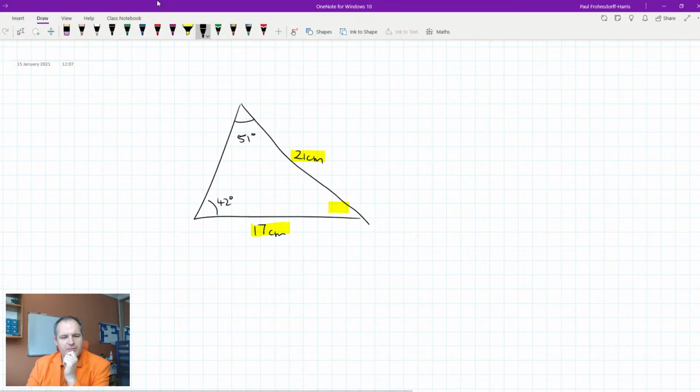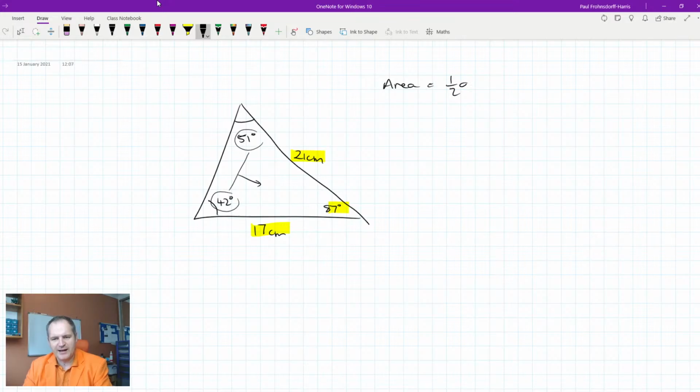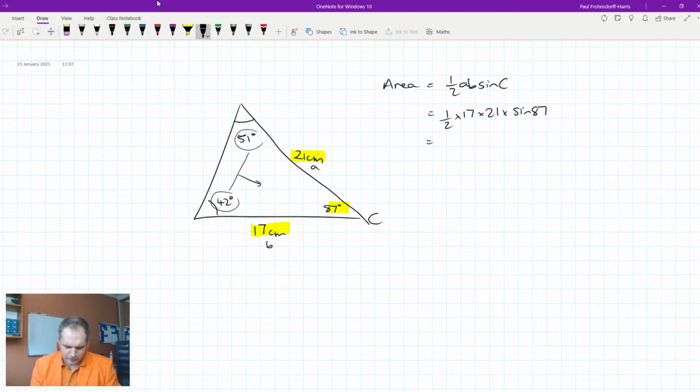But what we can do is go, wait a minute, this must add up to 180. These two must add together to make 93 with this one, which tells us the missing angle is 87. Then we can do the area rule. Area equals half ab sine C. Big C, it hasn't got letters, so we're going to have big C, a, b. It doesn't matter which way around you put a and b, by the way. Half times 17 times 21 times sin 87. And then we put all the numbers in.